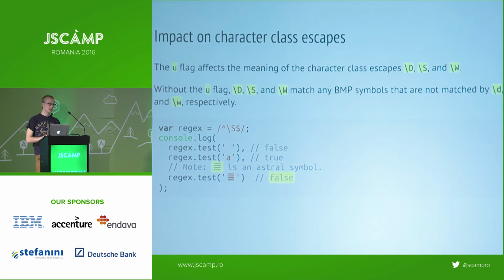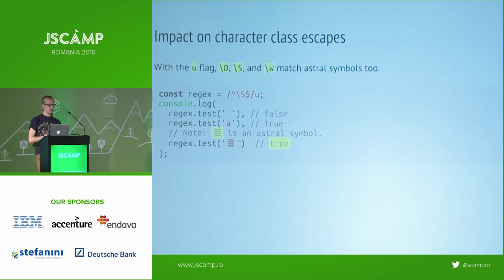See, without the U flag, \D, \S, and \W match any BMP symbols that are not matched by the lowercase variants of these patterns. And this makes a lot of sense, right? Because they're complementary to each other. They're just a negated set of one another. But with the U flag, these patterns match Astral symbols as well. So they will match a much bigger set of characters this way.